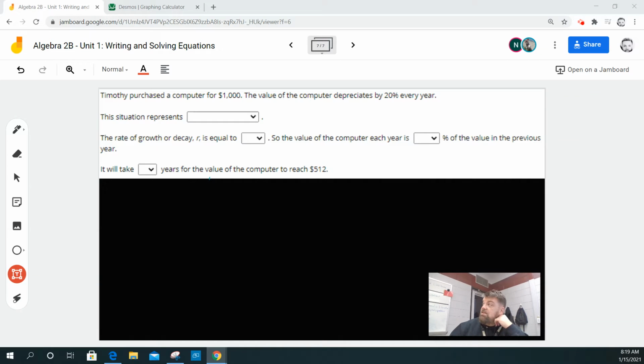So this one says Timothy purchased a computer for $1,000 and the value of the computer depreciates by 20% each year. So this one is what we call exponential decay because the value goes down every year. All right.